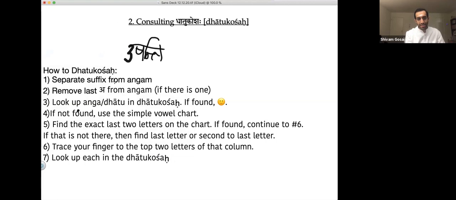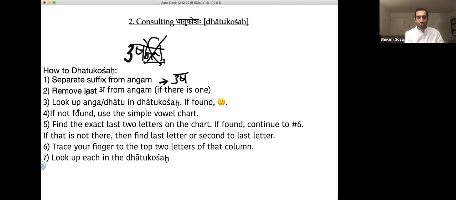Okay, so the first step says separate suffix from anga. So I'm going to take out the suffix, the Ting Pratyaya, anti, and I'm going to eliminate it. That's my step 1. So after step 1, I have Usha, because I took out that suffix, the anti, from the anga. So now I'm left with Usha.